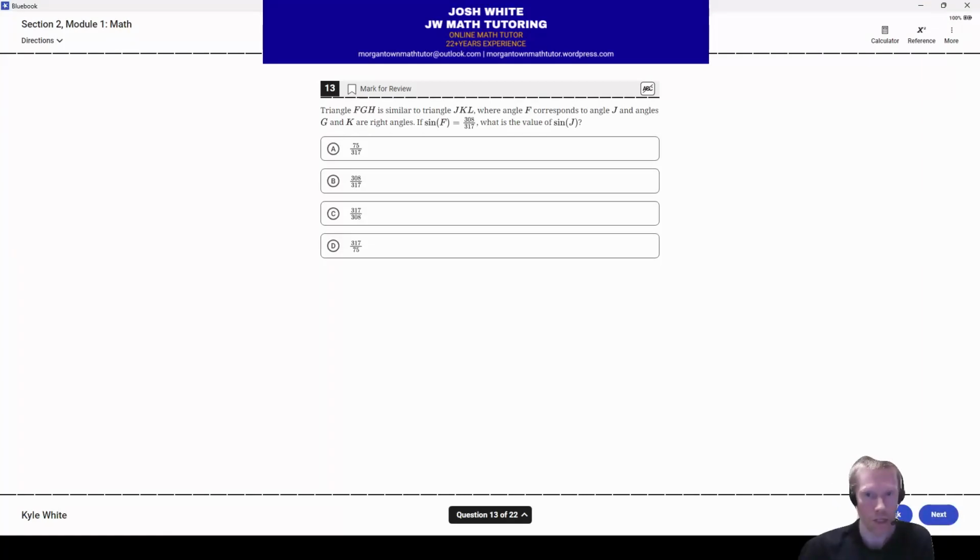All right, here we have one with two similar triangles, and they want to know about the sine of an angle. So they tell us that we have this first triangle FGH, and G is the right angle. Okay, so I'm just going to put F here, put H up there. They tell us sine of F is 308 over 317. Sine, of course, is opposite over hypotenuse. Then it says, what's the value of sine J?